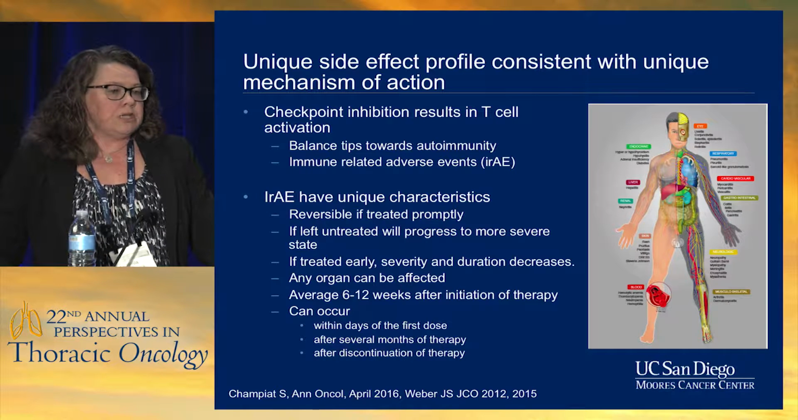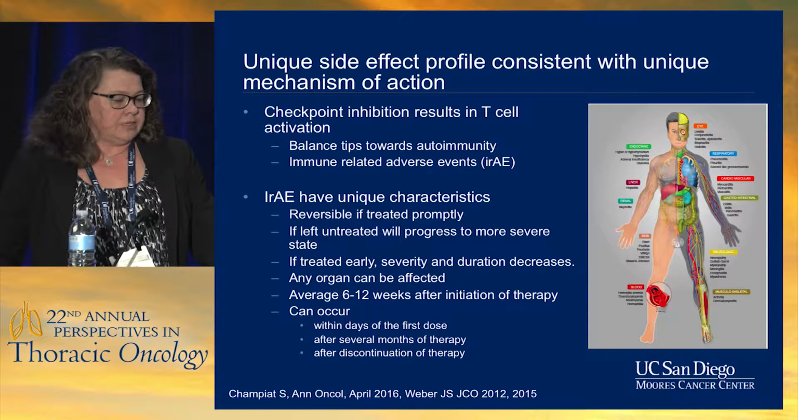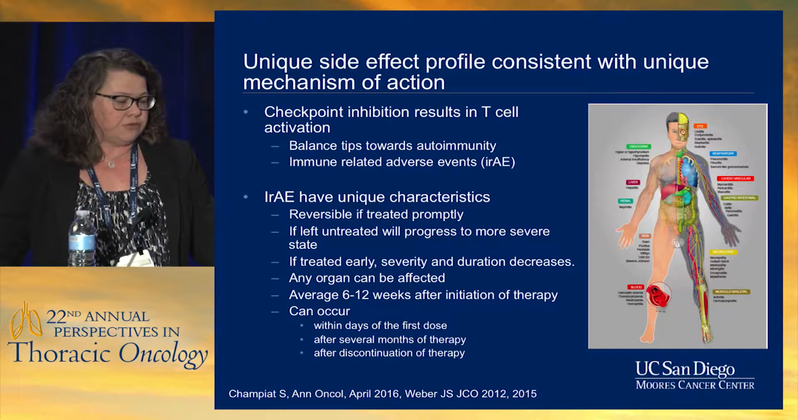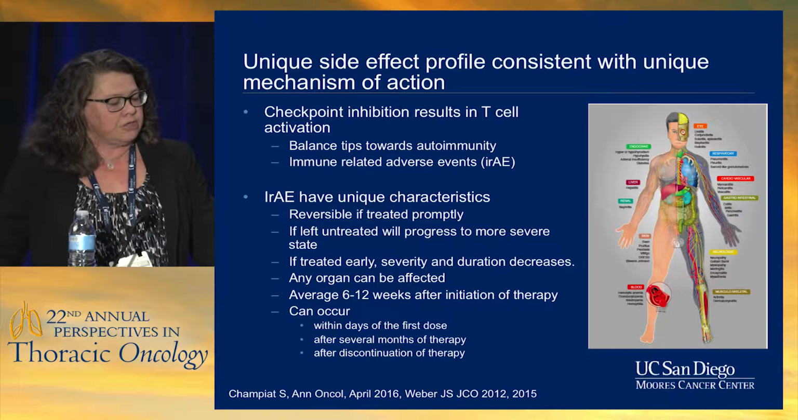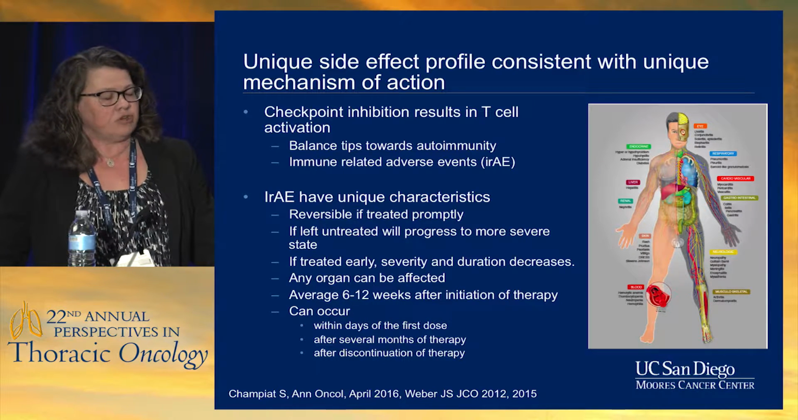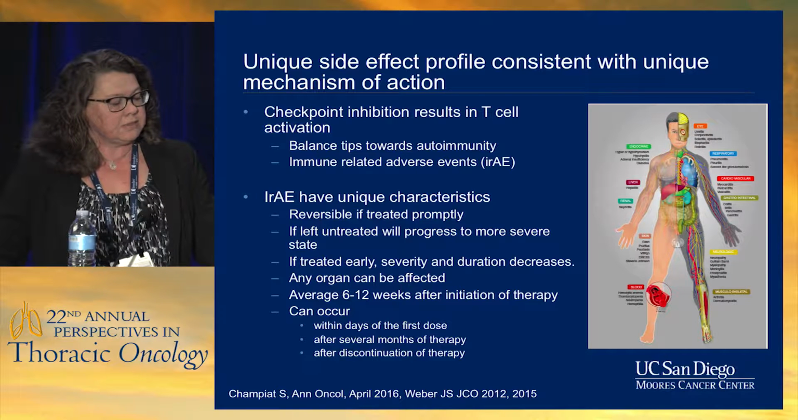There are certain characteristics of immune-related adverse events. They are reversible if treated promptly. If left untreated, they can progress to a more severe state. If treated early, the severity and duration decrease. Any organ can be affected. Typical onset of immune-related adverse events is about 6 to 12 weeks after initiation of therapy. So not extremely early, but within the first 3 months.